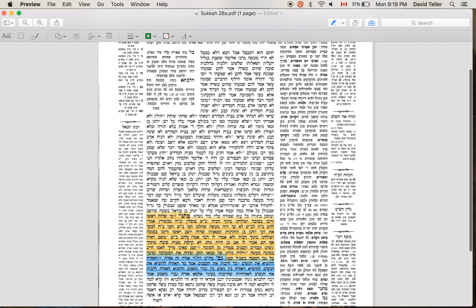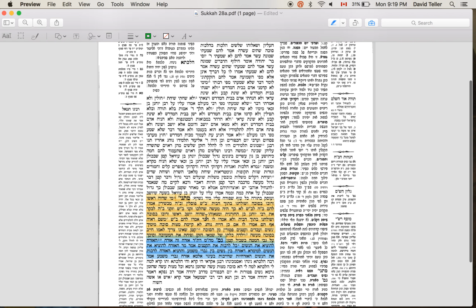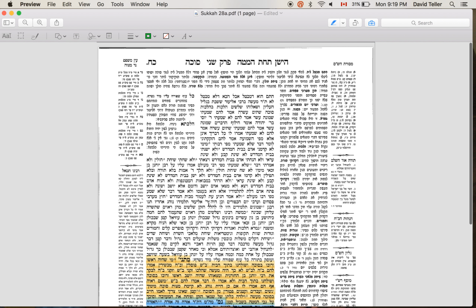So just to point it out, Mishnah is always introduced with the letters Mem, Taf, Nun, Yud, which stands for matnitin. The Gemara comments on the Mishnah. That's the first thing I wanted to show you. The second thing, let's look up at the top of the page.